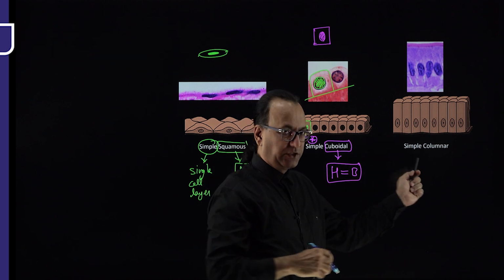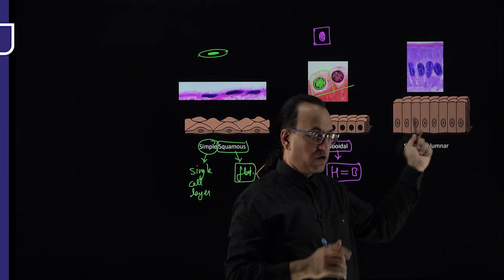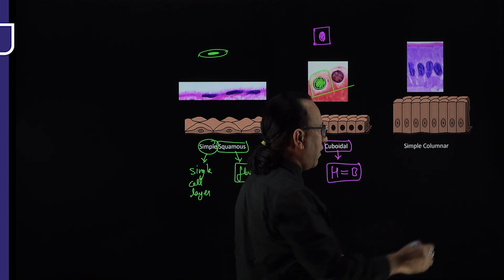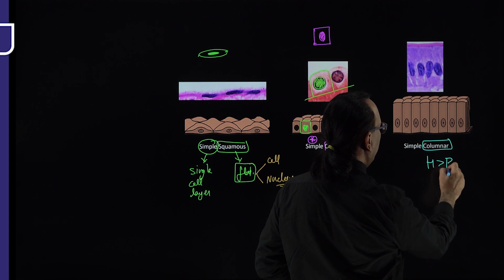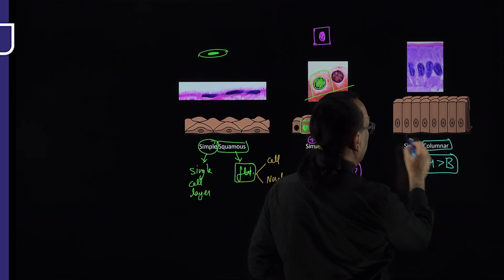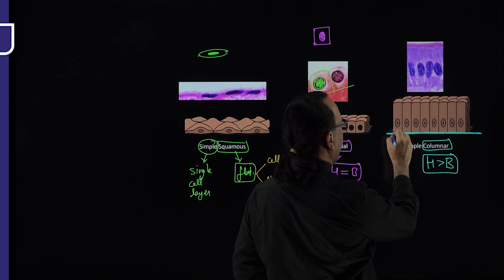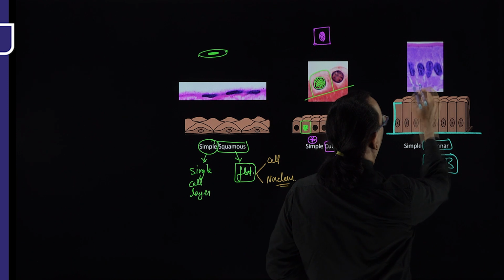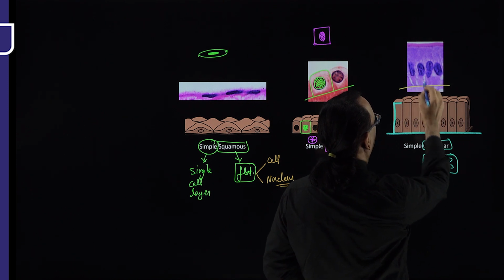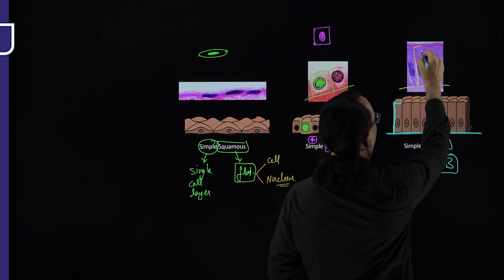Whereas as we look at the simple columnar epithelium, simple again means single cell layer, it is not multi-layer. So what do you mean by columnar? Columnar means the height of the cell is greater than the breadth of the cell. As you can notice, this is the basement membrane on which we have multiple columnar cells, and the height of the cell is more than the breadth of the cell.